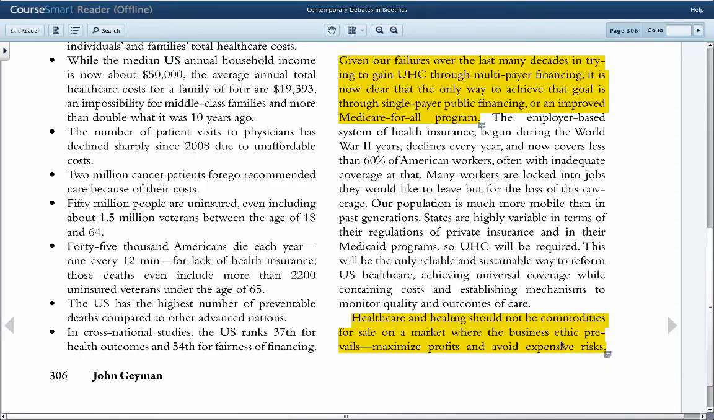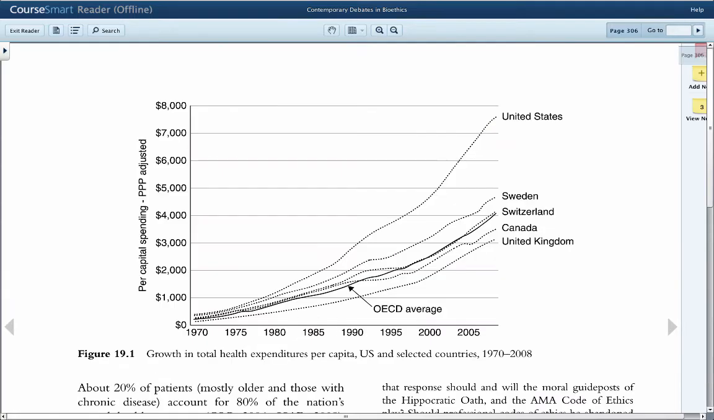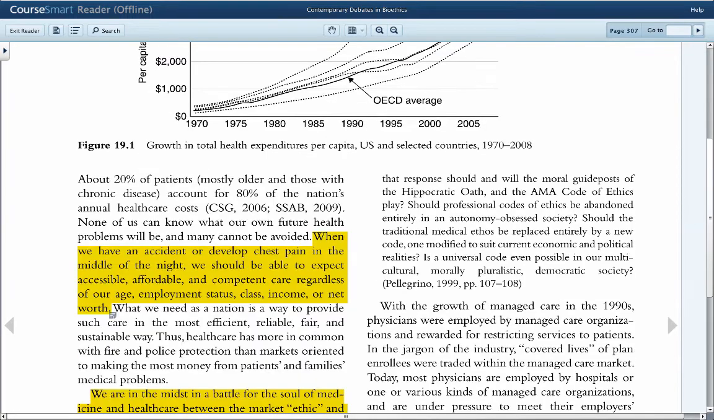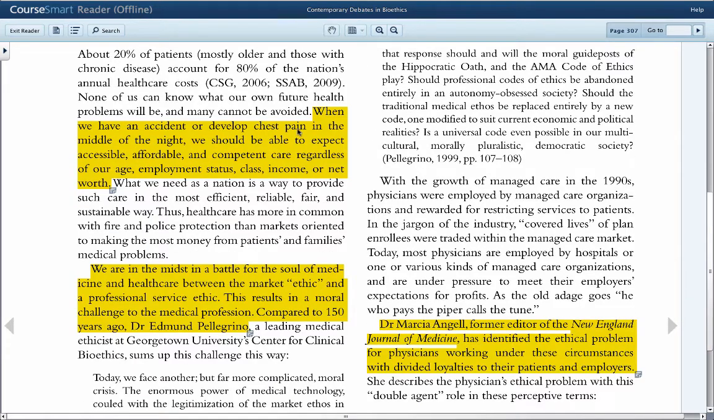One of the pillars of this is his premise that healthcare and healing should not be commodities for sale on a market where the business ethic prevails of maximizing profits and avoiding expensive risks. Another one of his points is that when we have an accident or when we develop chest pain in the middle of the night, we should be able to expect accessible, affordable, and competent care regardless of our age, employment status, class, income, or net worth.